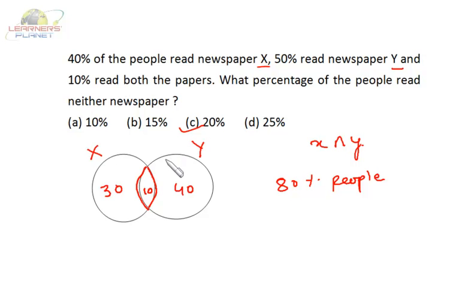Further, if the question is asked, how many persons are there who are reading only newspaper X? Only X is 30, only Y is 40, and both of them is 10. So you should be clear about all these four questions: only X, only Y, both of them, and none of them. I hope you are getting my point. Let's take the next problem.